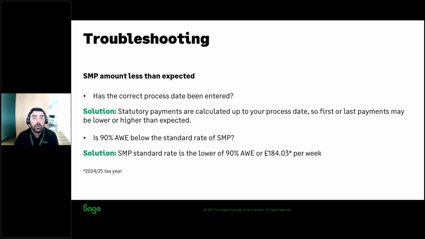So if, for example, your monthly pay date was the 25th of the month, but usually you would pay wages up to the end of the month, when it comes to statutory maternity pay, the first payment to that employee would be slightly less than what you'd expect because it's only calculating up to the 25th. But then the last payment of SMP to that employee would make up the difference. It would be slightly higher because it would cover the last few days of the previous month.